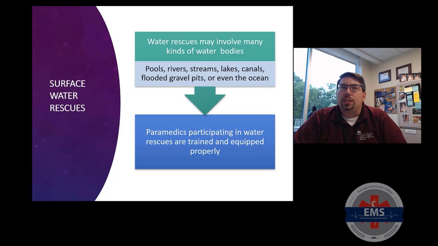We know that water rescues may involve any kind of body of water. These include things like rivers, pools, streams, canals, or lakes, flooded gravel pits, or even the ocean in some states, not Michigan necessarily, but the Great Lakes especially. We know that when paramedics are participating in water rescues, they need to be properly trained and equipped in order to do their job effectively. You as a standard paramedic may not have the required training or equipment to perform a safe water rescue.